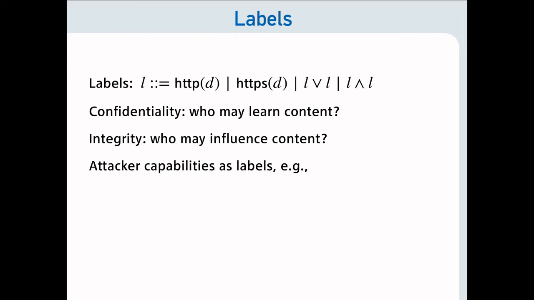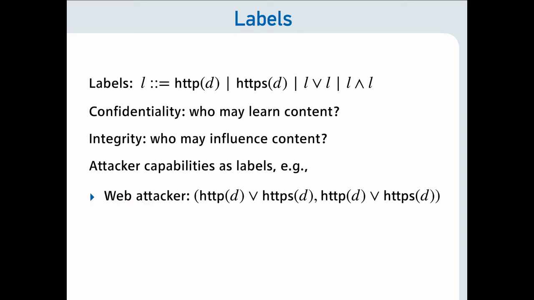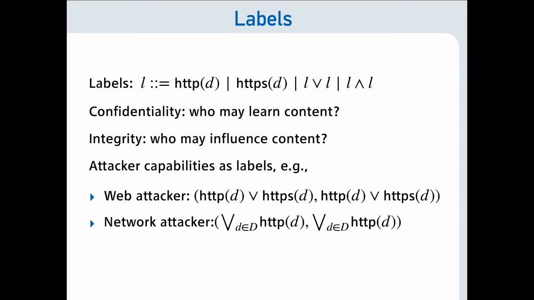These labels can also be used to model capabilities of an attacker. So for example, if we consider a web attacker, that is an attacker that has control over a domain D, then his capabilities would be the following. He can read any traffic, encrypted or unencrypted, that is part of a communication to this web server D, and he can inject any message, encrypted or unencrypted, into this traffic that is part of the communication with the server D. As a second example, a network attacker can read any unencrypted message that is part of any communication with any server, and he can also inject any unencrypted message into any communication with any server.